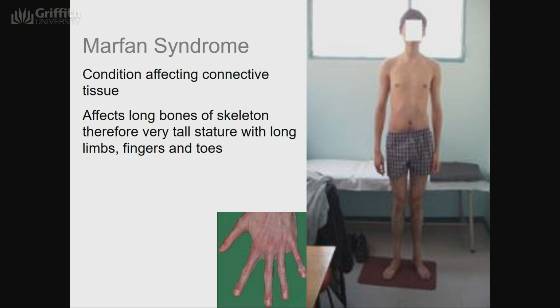So this is Marfan syndrome. It's a condition of connective tissue that affects the long bones of the skeleton, therefore very tall stature with long limbs, fingers and toes. So in that case, the individual is going to be a lot taller than their average population-based counterpart, and maybe lighter as well. But their weight is probably going to be masked a little bit by their height. So their weight may be normal, but if you were to compare them on a BMI chart, it would be obviously a lot lower because they're much taller.